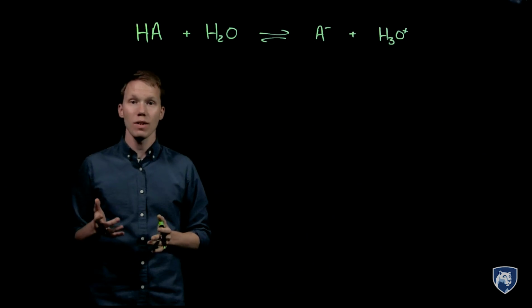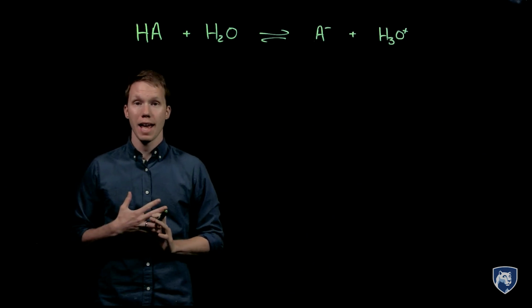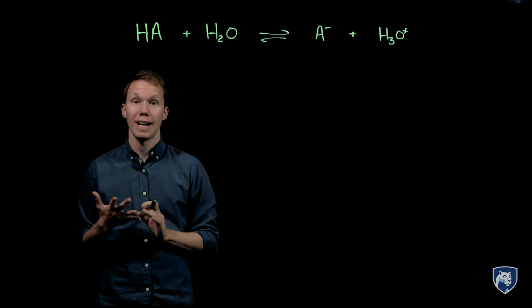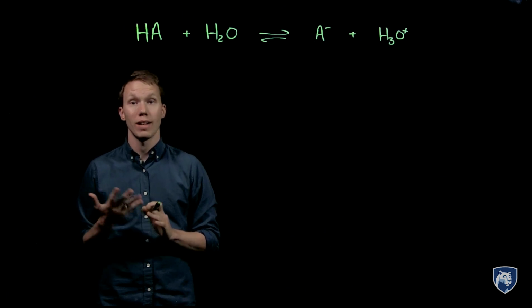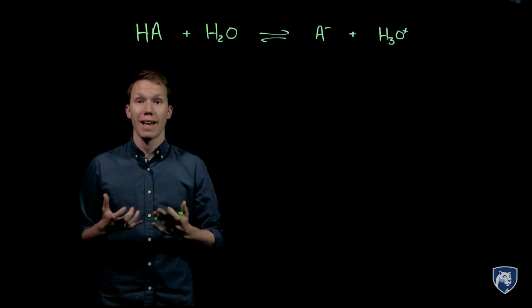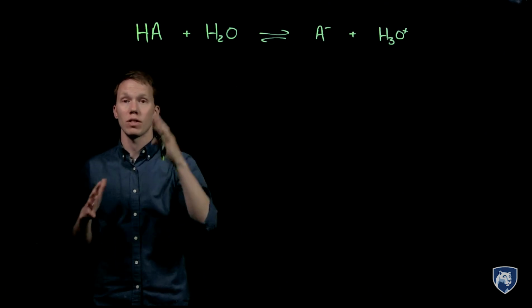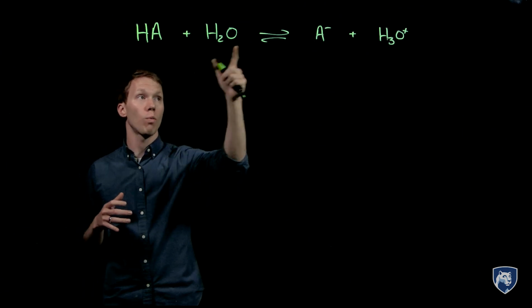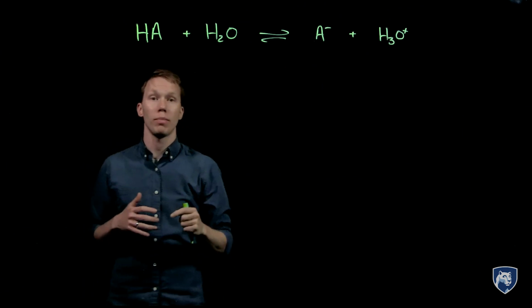Hi everyone, in this video we're going to look at Ka and pKa and how that can be used to determine an acid's strength as well as a base strength. Okay, so I have a generic example of an acid-base reaction up above. HA is just any acid with water producing A- and H3O+.